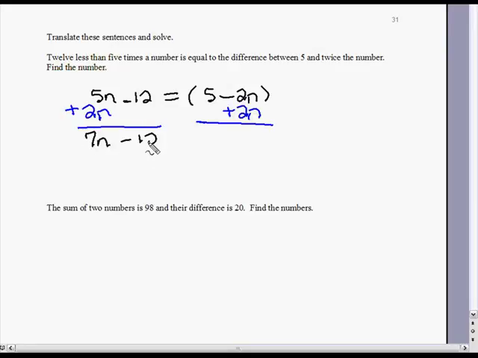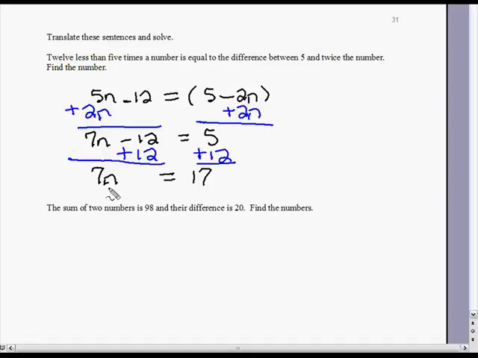7n minus 12 is equal to 5. We still need to get n alone. We can add 12 to both sides of the equation to keep the balance. 7n is equal to 17.